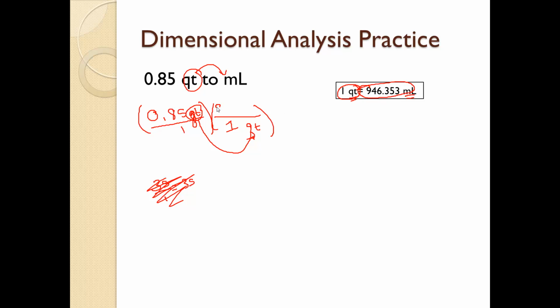So 946.353 milliliters goes on top. The quarts cancel. So 0.85 times 946.353. That comes out to be 804.400.